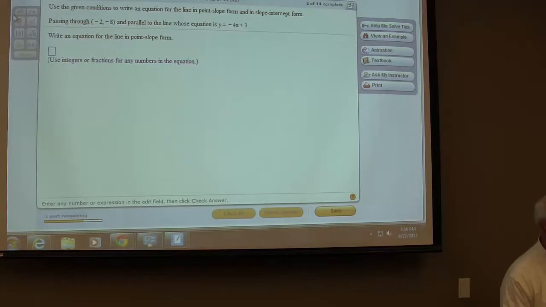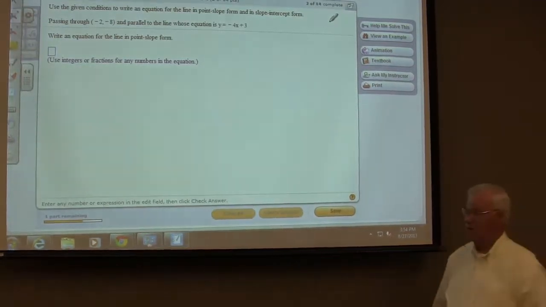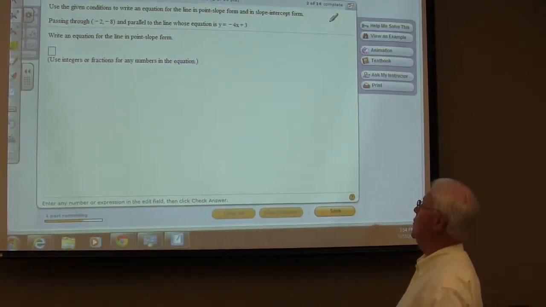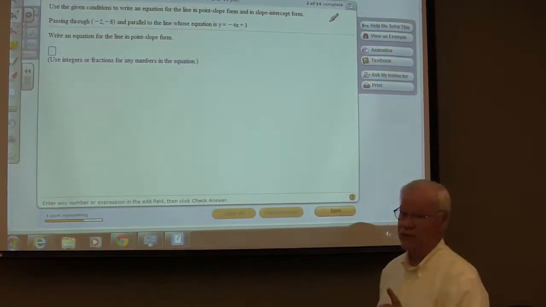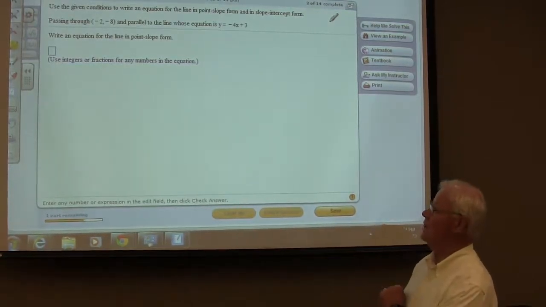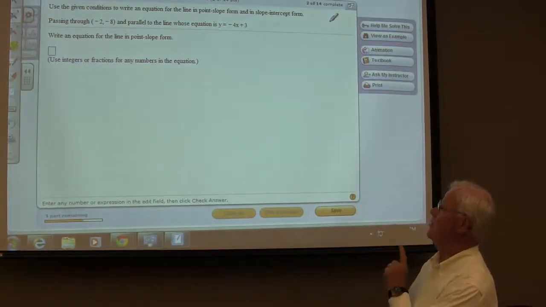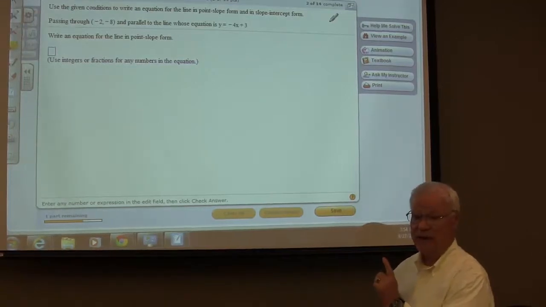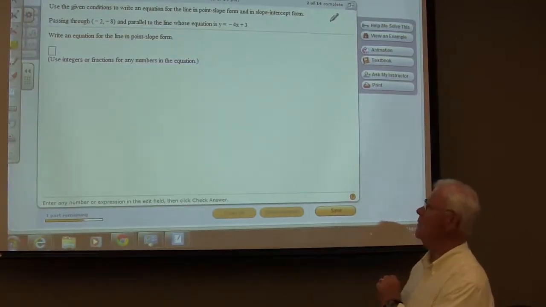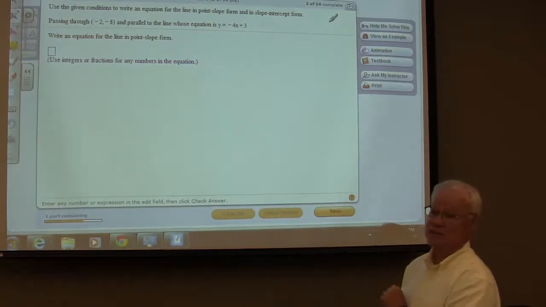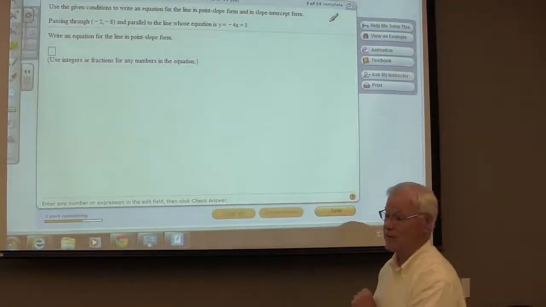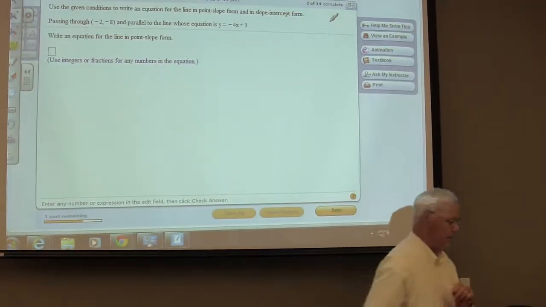Take a look at this one. In this case, they didn't give us a graph, but they gave us some similar information. It says, use the given conditions to write the equation of the line in point-slope form and slope-intercept form. Passing through a point, so there's our point, -2, -8, parallel to the line whose equation is y equals -4x plus 3. So we want to be parallel. That means we have the same slope. The slope of the line they gave us is -4. So we want to have the same slope, -4. So now we have all the information we need.